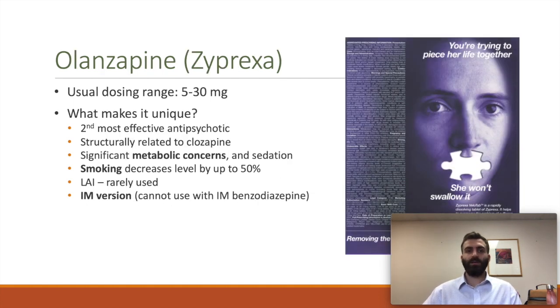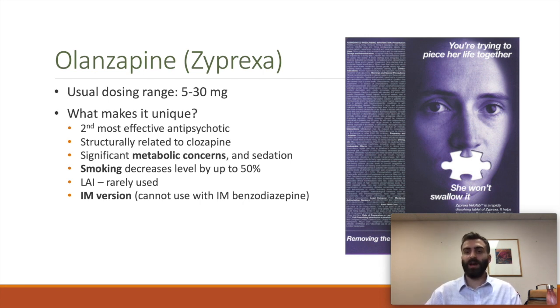Next is olanzapine. So the normal dosing range, I put 5 to 30 here, but it might be more accurate to say 5 to 20. Sometimes inpatient, they'll go to 30, 40 milligrams, but that's generally shorter term. Outpatient, 20 milligrams is generally the max. What makes it unique, it's kind of like clozapine light. So it's structurally related, second most effective. A lot of the metabolic concerns, just like clozapine, also has the smoking interaction.